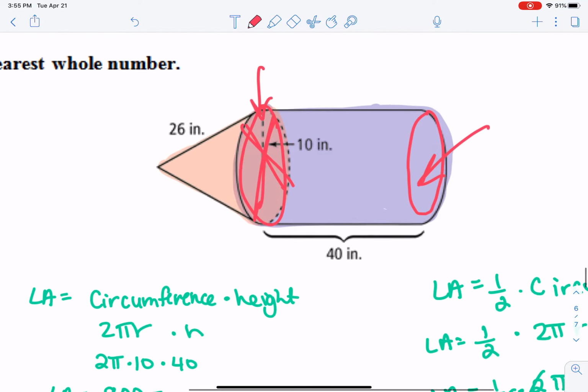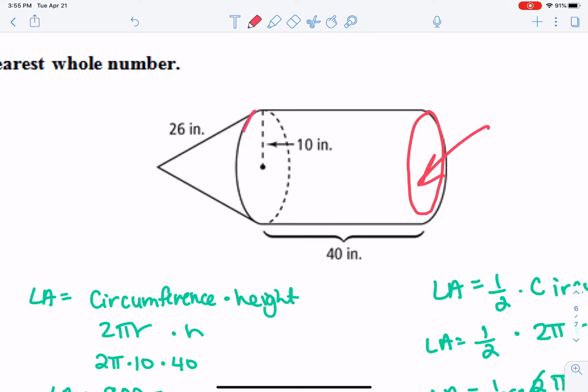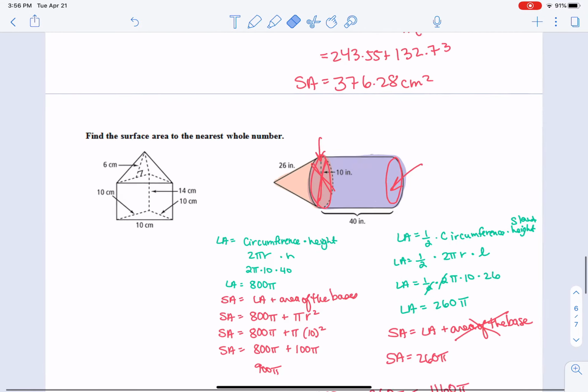You don't want to buy or pay for or waste your time with this because it is covered. So that circle is covered by the cone and covered by the cylinder. So you're not actually going to need to paint that. So that is why we left it out. So those are kind of the tricky ones.